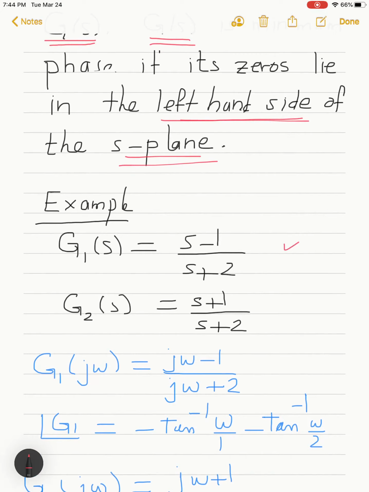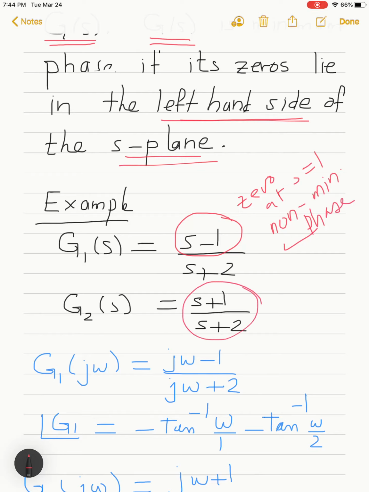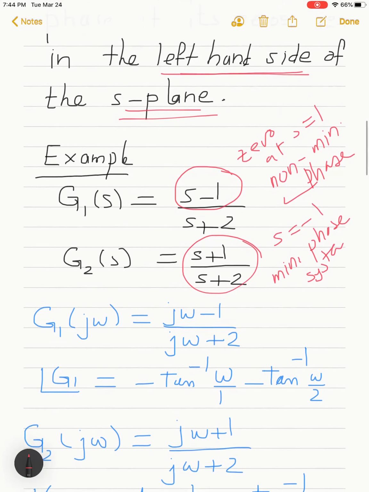The first example here, this is a system that has a zero at s equal 1. So this is called non-minimum phase system. While this system has a zero at s equal -1, so this is a minimum phase system. Let's see why the label minimum phase or non-minimum phase is given to a certain transfer function.